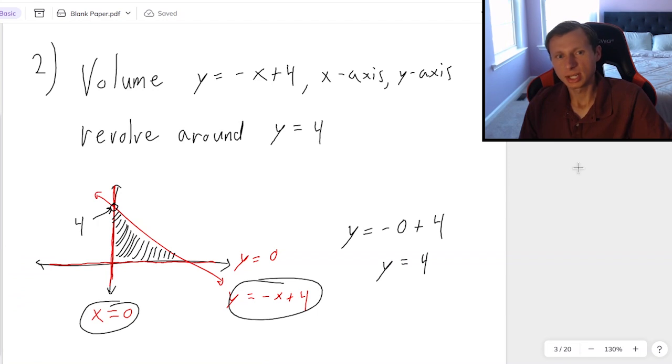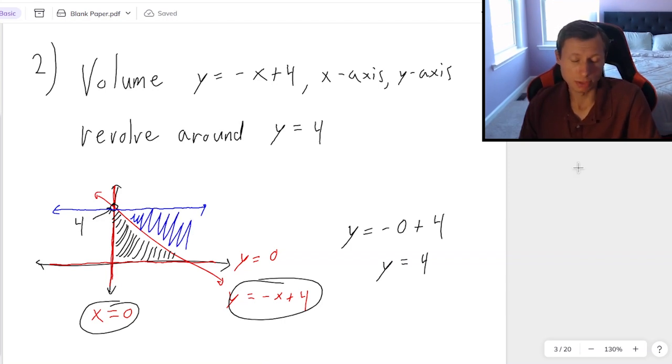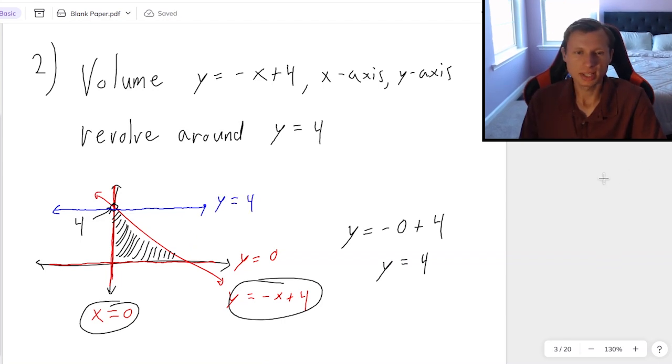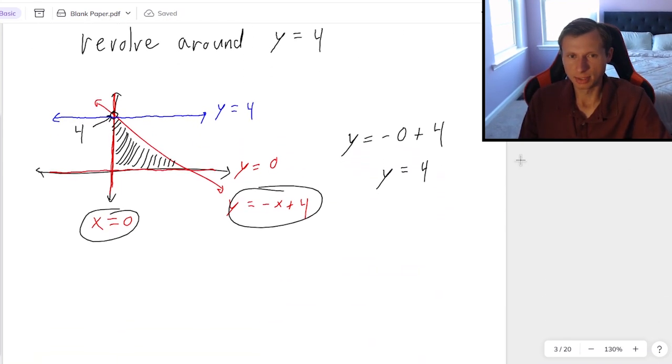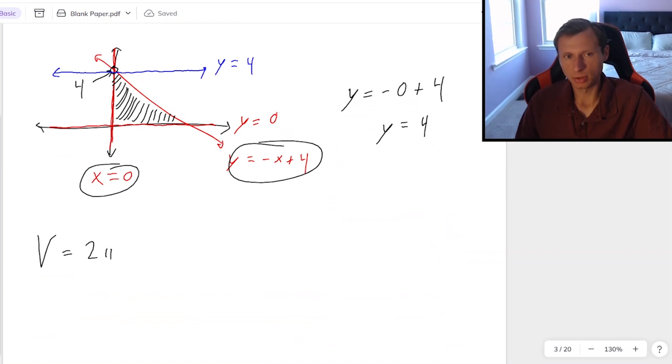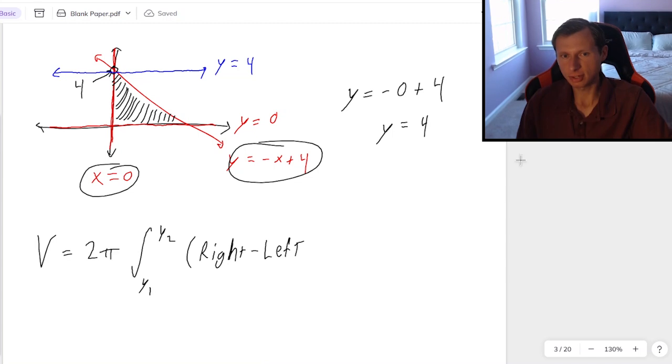And so what a coincidence, it looks like my axis of rotation is on the very top point of my area. Does it matter that it's touching? No, it really doesn't matter at all. And I don't care about this gap either right there, which I would care about for a disk or washer method problem. So this time we notice that the axis of rotation is horizontal, which means I am going to fill out the volume formula accordingly. It will be the integral from y1 to y2 of my right function minus the left function times r and then dy.